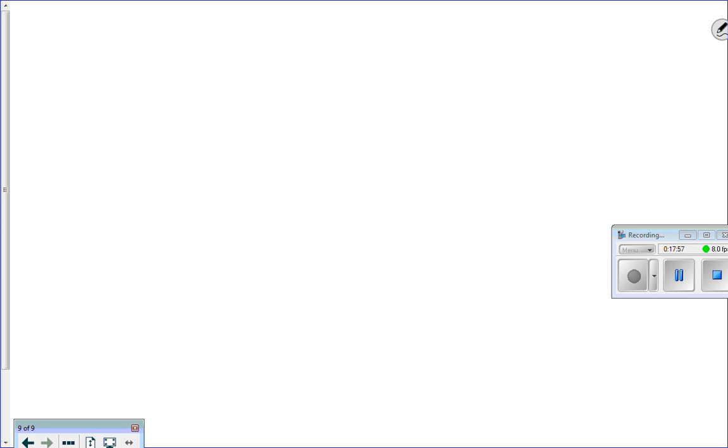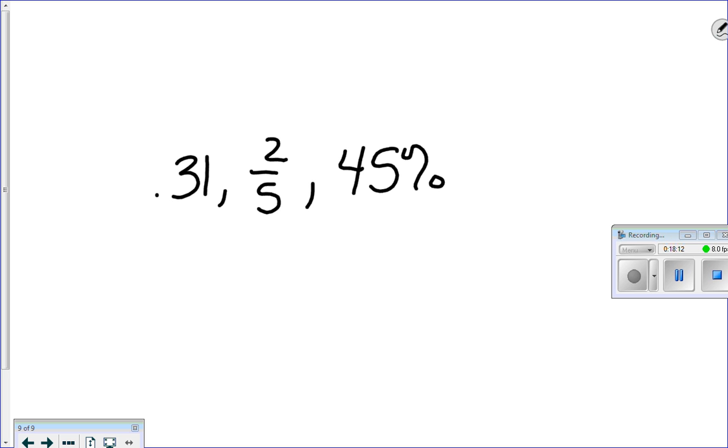Do you want to do one for me to see if you can get it quick before you go? Okay, so let's do 0.31. Let's do 2/5. Let's do, I don't know, what else we got going on here? 45%. Put those in order from least to greatest for me. They might already be in order from least to greatest. I don't even know. Are they in order from least to greatest already? What? How does that happen? That never works out for me.